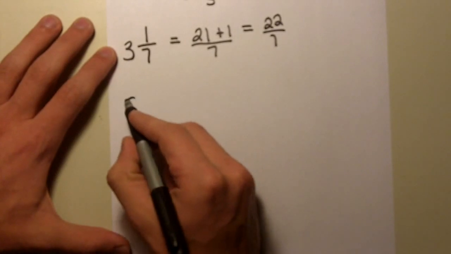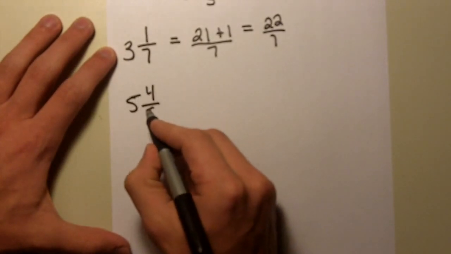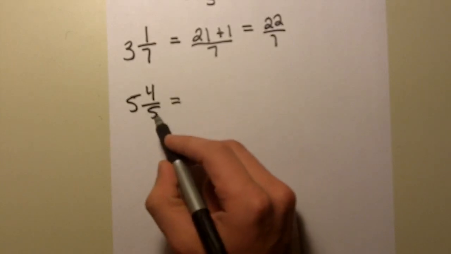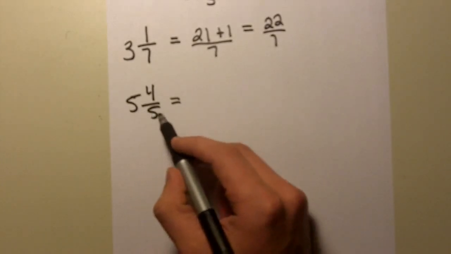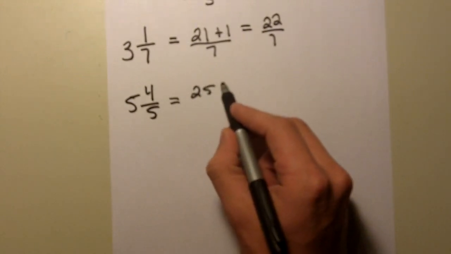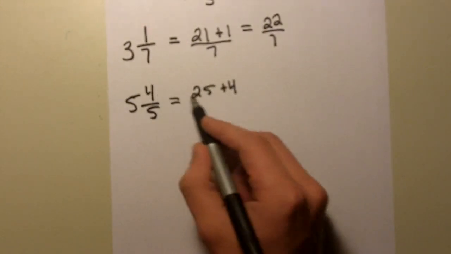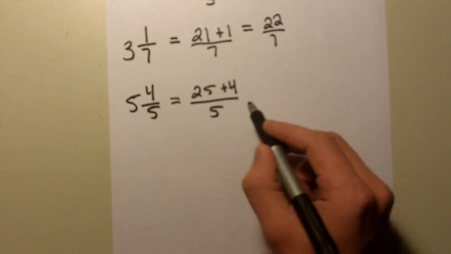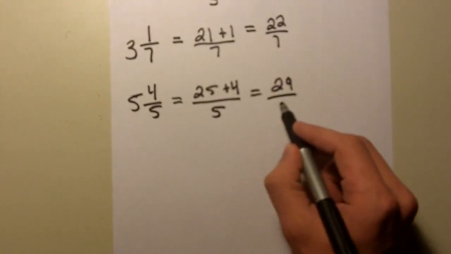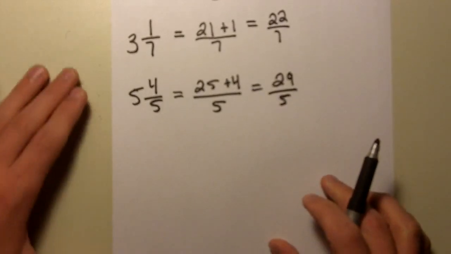Okay, so one more here. 5 4/5, I think we're getting the hang of it. We can say 5 times 5, okay, is 25. Then we're going to add this numerator here, because it's the remainder, over 5. So we have this equal to 29 over 5.